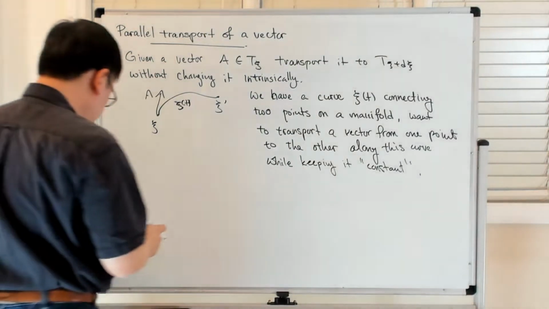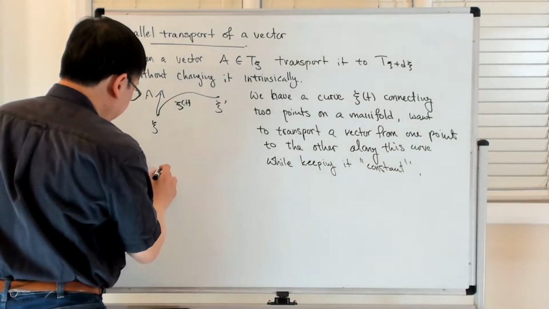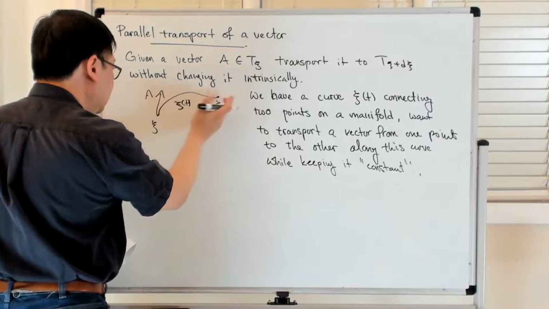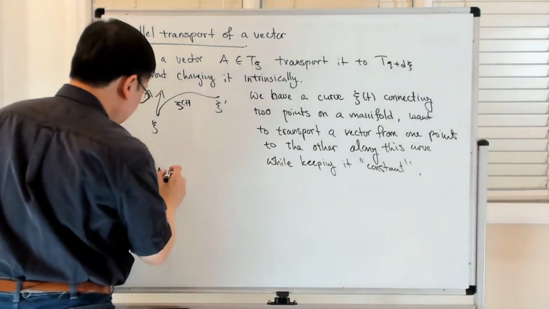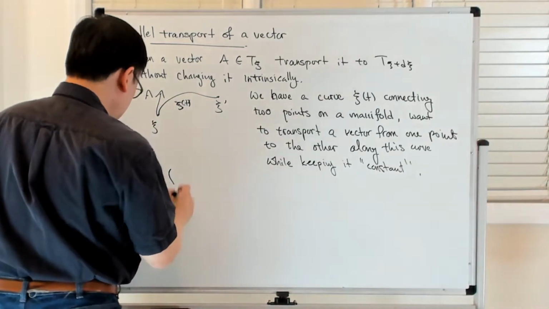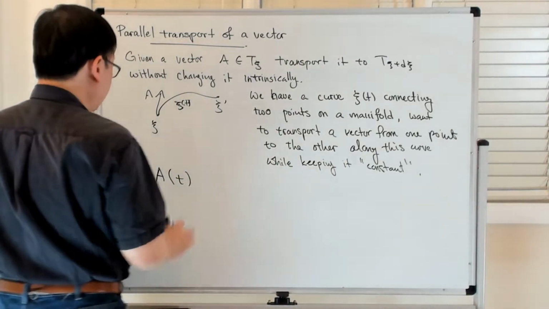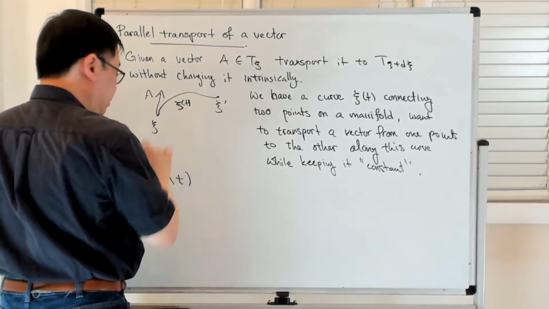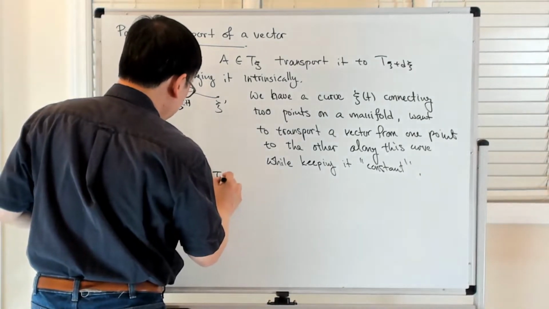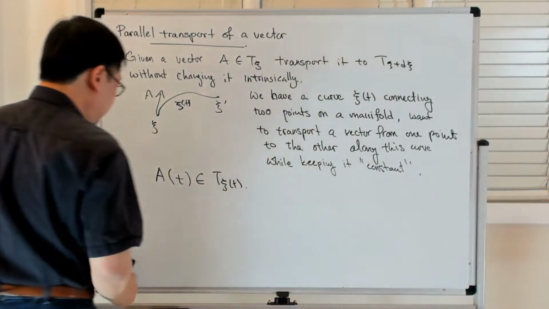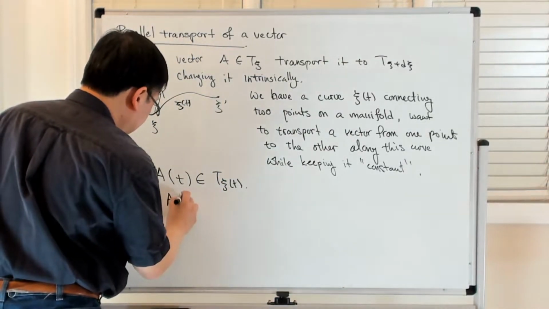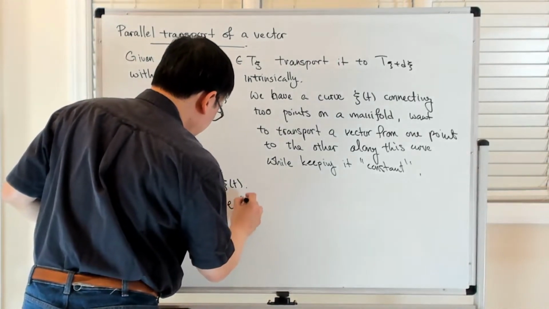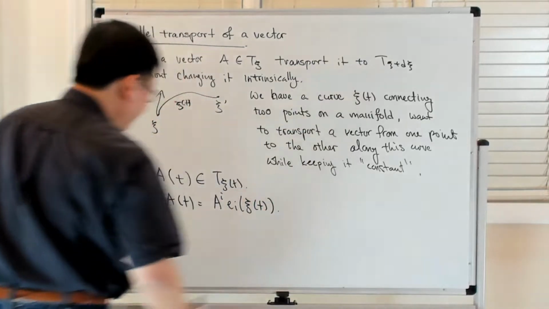So I'm going to define a vector which is defined just along this curve. So I want A, which is a function of t, and the t is induced by this parametrization. So A of t is going to be in the tangent space of C at t, and A of t is going to be A^i e_i at C of t.